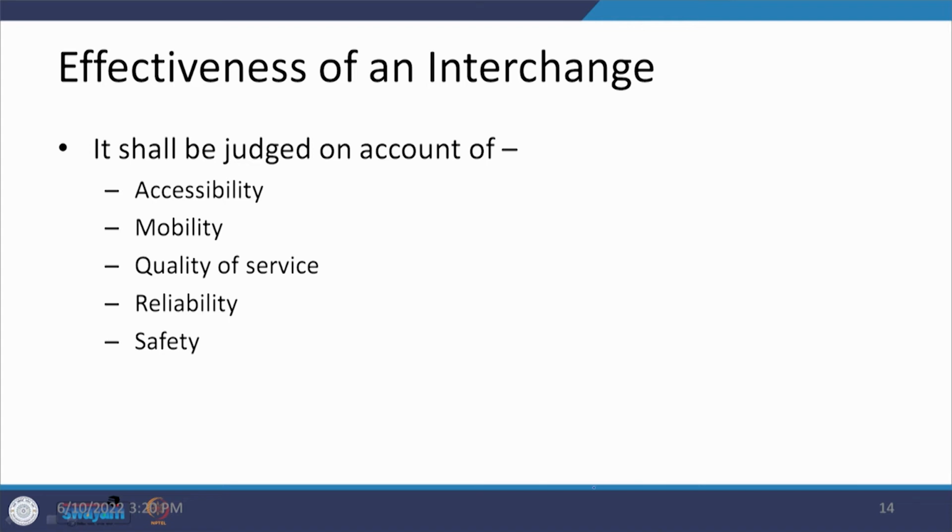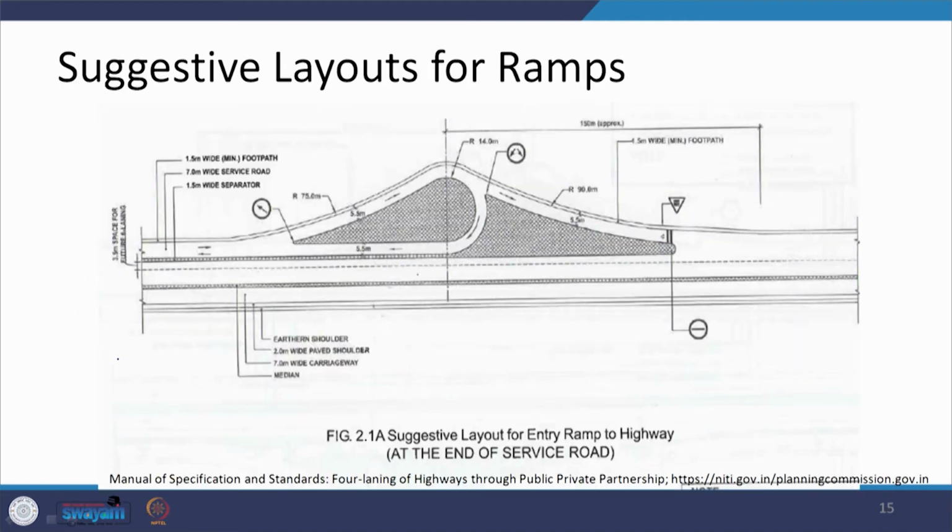Now, when we are looking at these interchanges, another thing which needs to be taken care of is their efficiency. This efficiency is in terms of the accessibility to the system, that is how you can reach there, how you can approach in terms of entrances or exits, the mobility being ensured, what type of quality of service is being provided, how reliable the service is, as well as how much safety has been ensured. So, these can be the parameters used to examine and evaluate the effectiveness of any interchange. Now, let us look at some of the suggestive layouts.